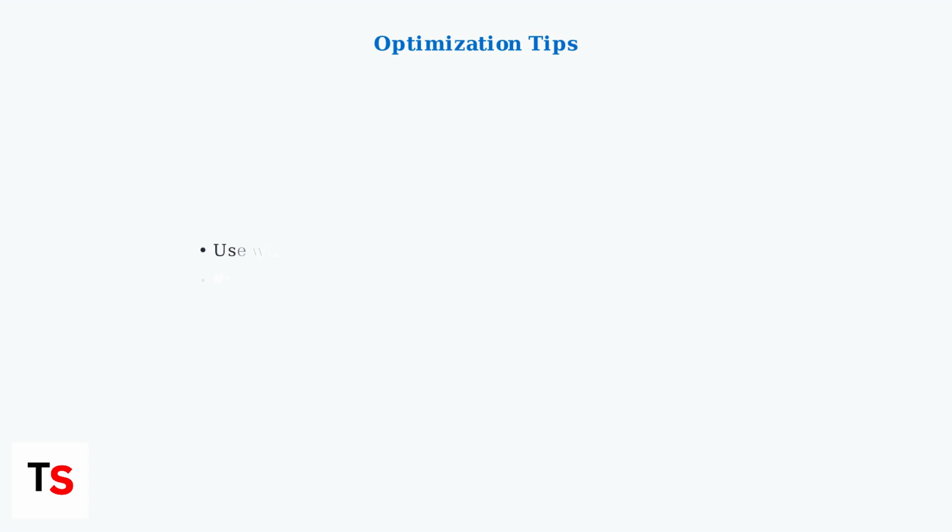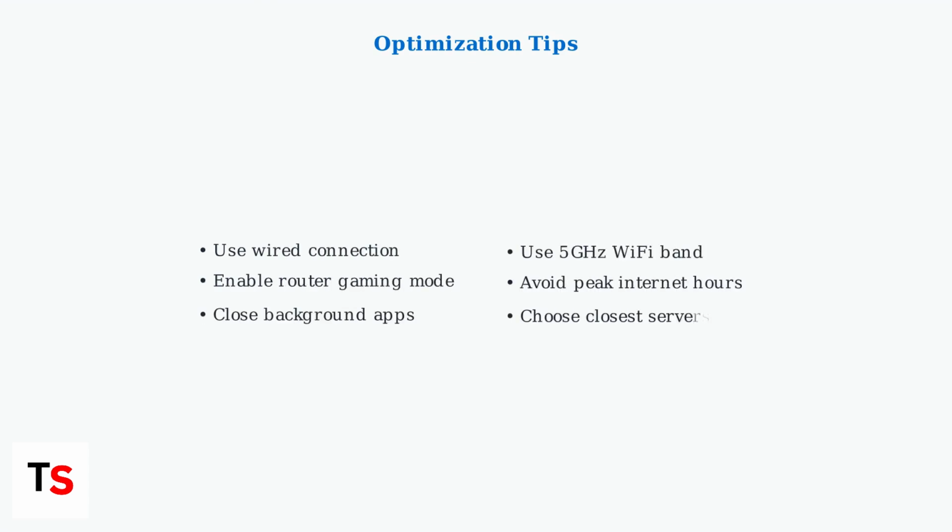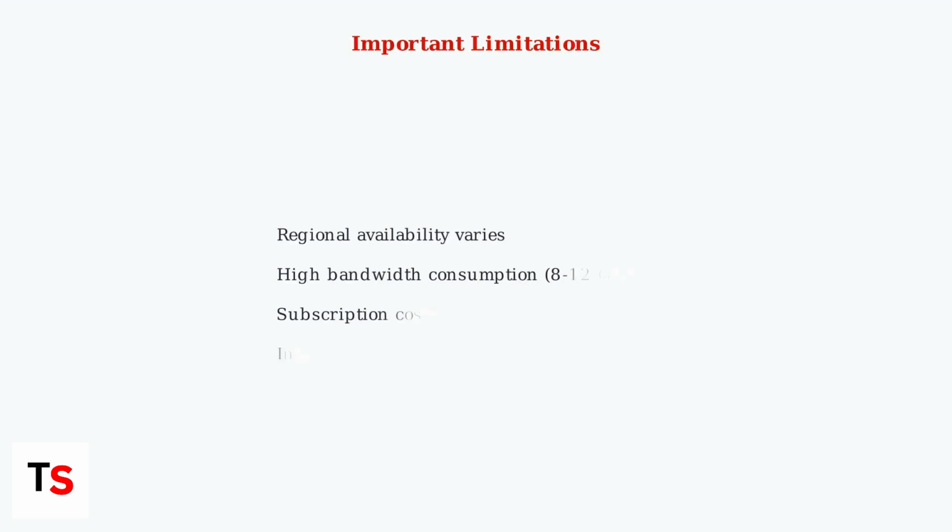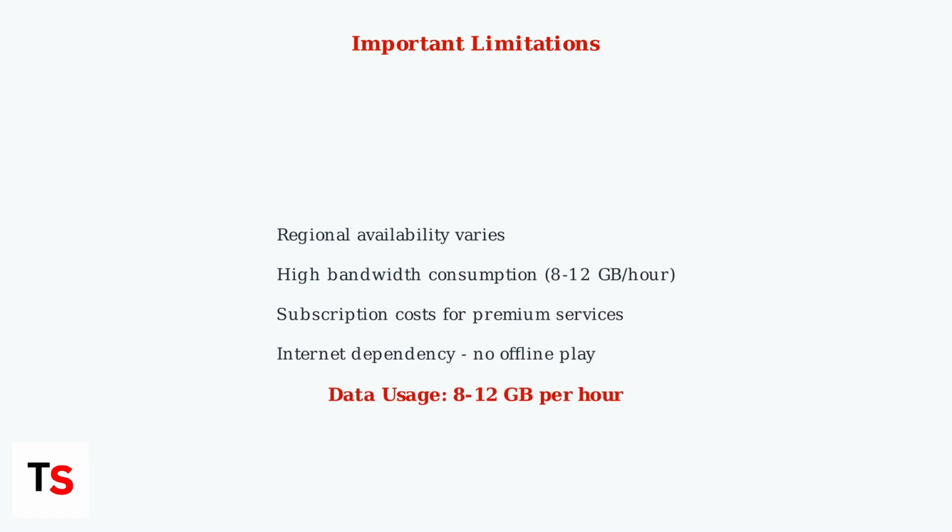To optimize your streaming experience, use a wired connection when possible, enable gaming mode on your router, and close unnecessary background applications. These steps help reduce latency and improve connection stability. Keep in mind that cloud gaming has limitations. It's only available in select regions, consumes significant bandwidth, and requires ongoing subscription costs for premium services. Data usage can reach 8 to 12 gigabytes per hour of gameplay.